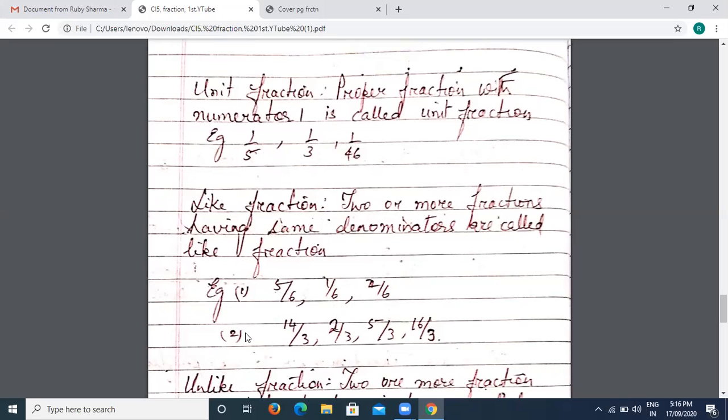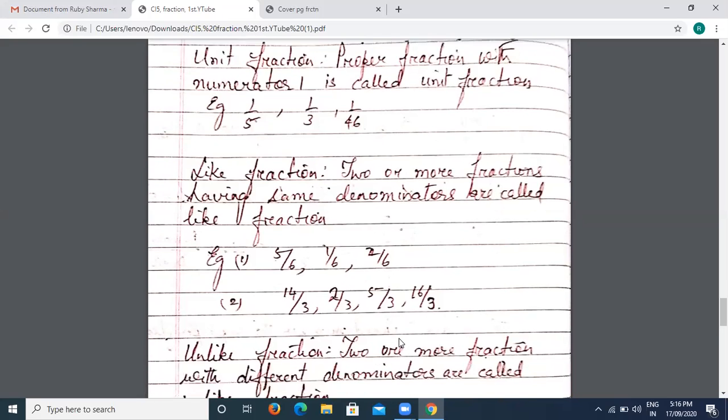Here we have 5 by 6, 1 by 6, 2 by 6, all a set of fractions having the same denominator. So it is a like fraction. Here also we have a set of fractions which are like fractions because the denominator is the same. In this case, you have improper fractions also, proper fractions also, but the denominators are the same. So they are called like fractions.